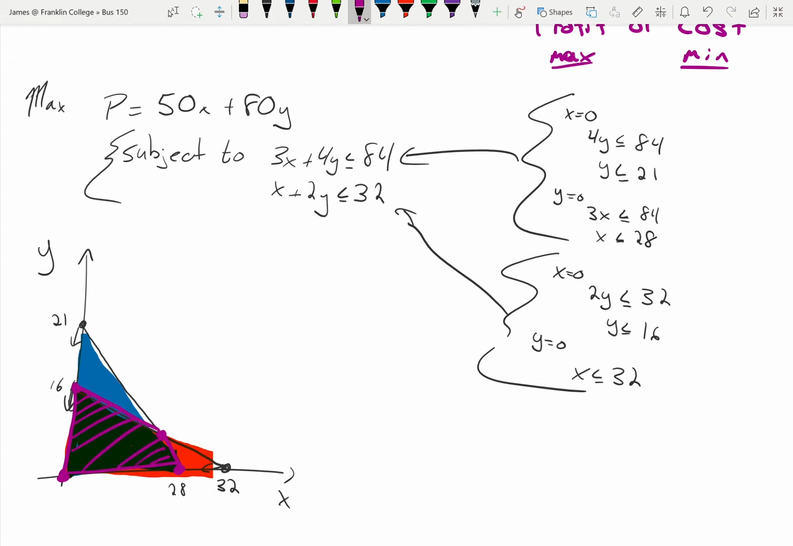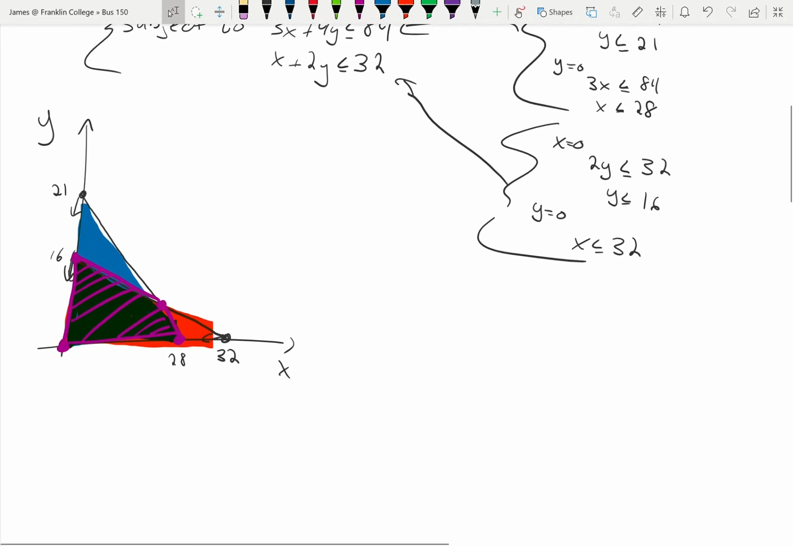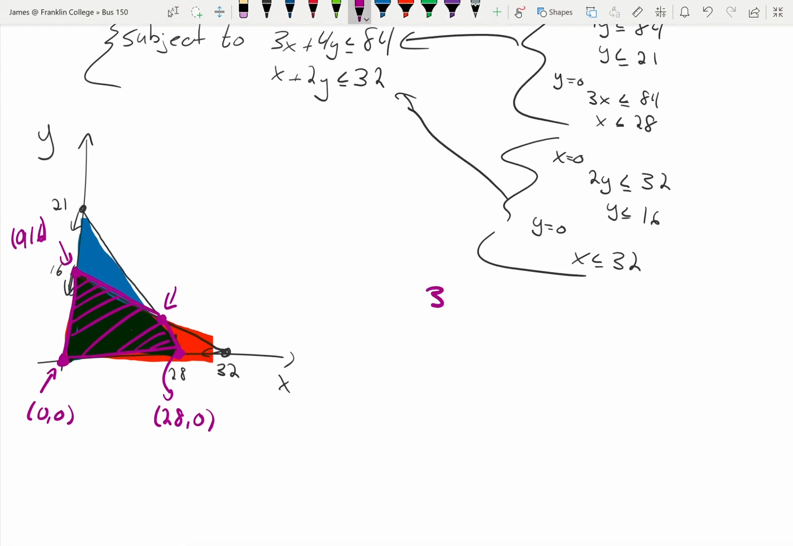Alright, so we're going to have to label all four of those points. We know that this point, well, that's just the origin. This point right here is the point 28, 0. This is the point 0, 16. What about that point? Well, now we have to do some arithmetic, because that point is going to be where the equation 3x plus 4y equals 84 intersects the line x plus 2y equals 32. And now we got two equations and two unknowns, and we got to solve for both of those unknowns.